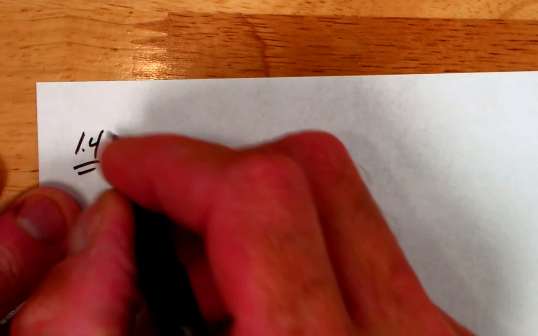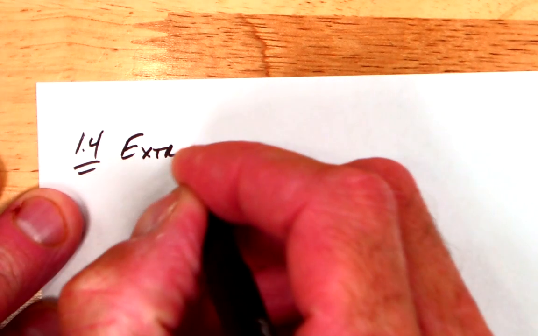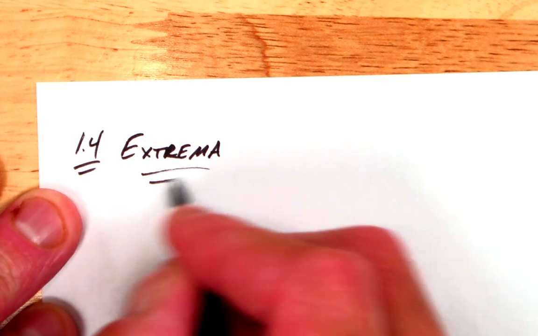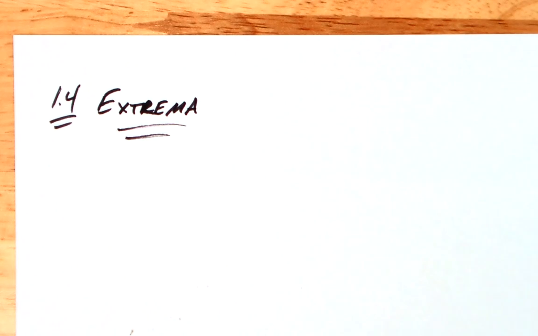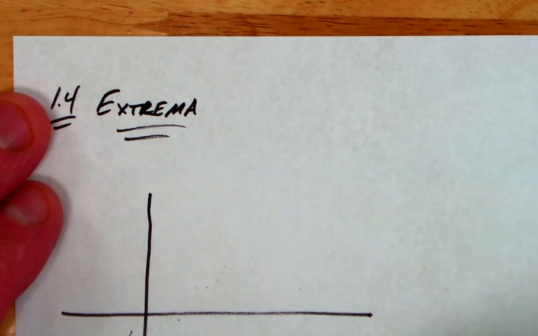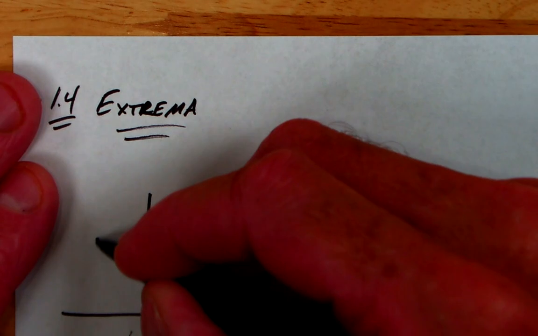Okay. So 1.4, extrema. Extreme is the thing you need to think about. What are my extremes going on here? And actually, I'm going to give you kind of a funky graph that we're going to use for the first 3 or 4 examples. So let me just spend some time making a graph here. And the points are going to be kind of important.